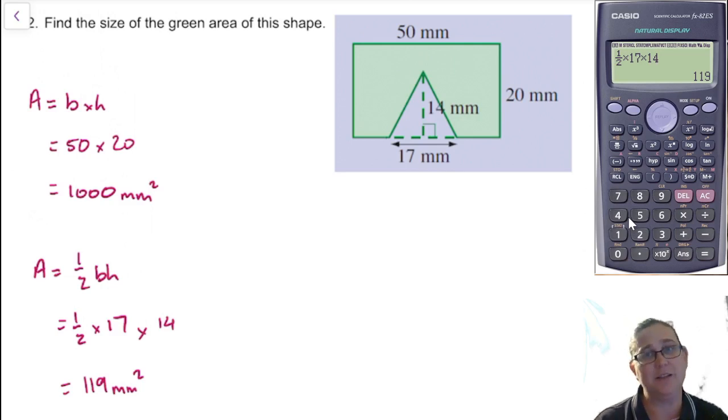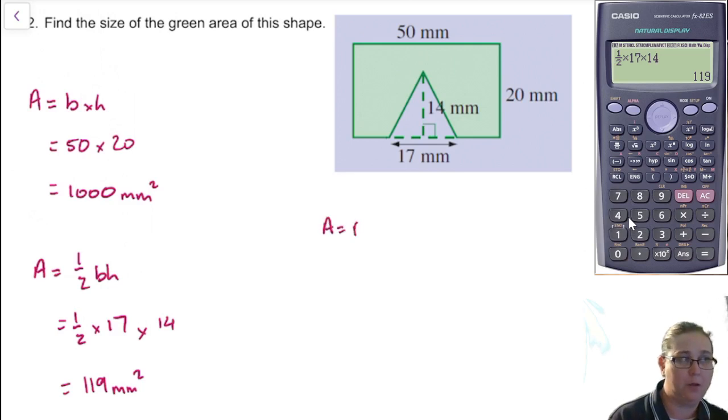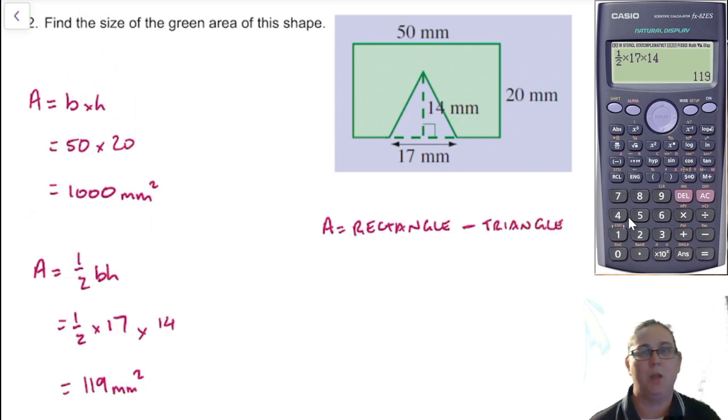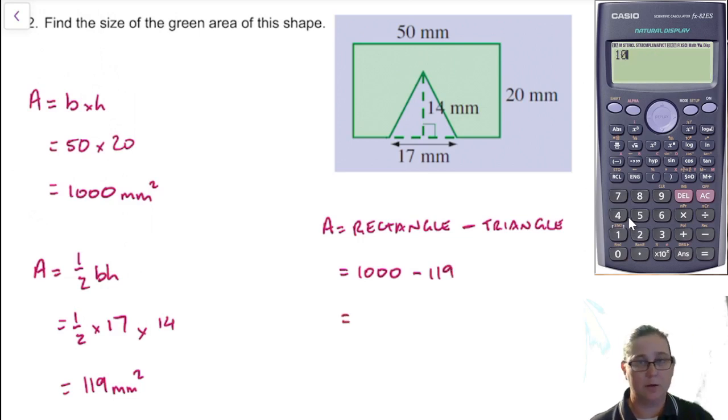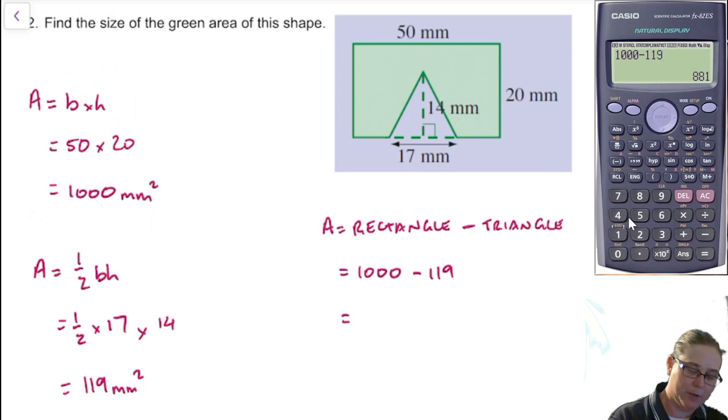So instead of adding these together now, we're going to subtract the triangle out. So our area is going to be the rectangle minus, this time, the triangle. So that way we have that subtracted out. Our method from before is not quite going to work, so we are actually going to have to type some things in. So 1,000 minus 119. So let's find out what that is. 1,000 minus 119 is 881.